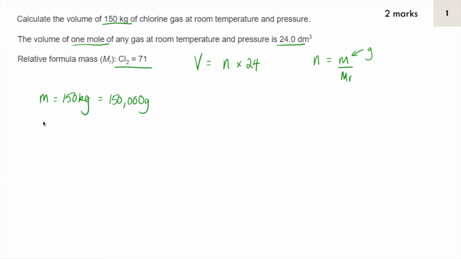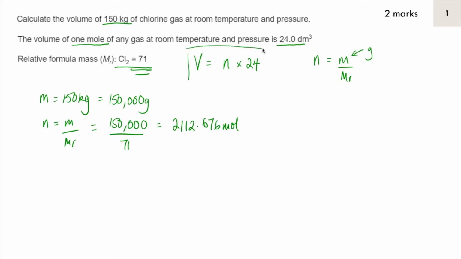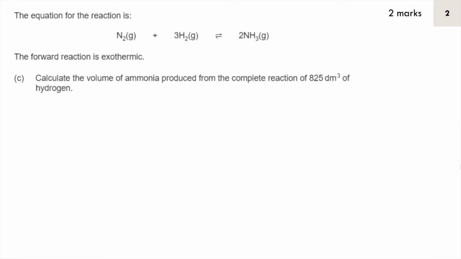And now we can plug into the equation N equals M divided by MR, and we've got 150,000 divided by 71. So that gives us this many moles of chlorine gas. Now we're going to use this equation that I've written here. The volume is the number of moles times by 24. So it's going to be 2112.676 times 24, which is 50,704 decimeters cubed. Okay, here's question 2.